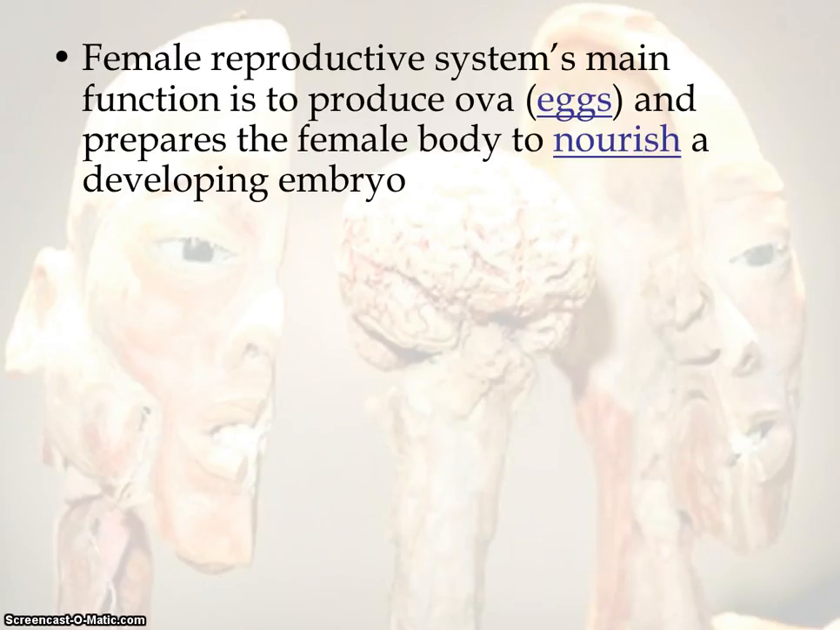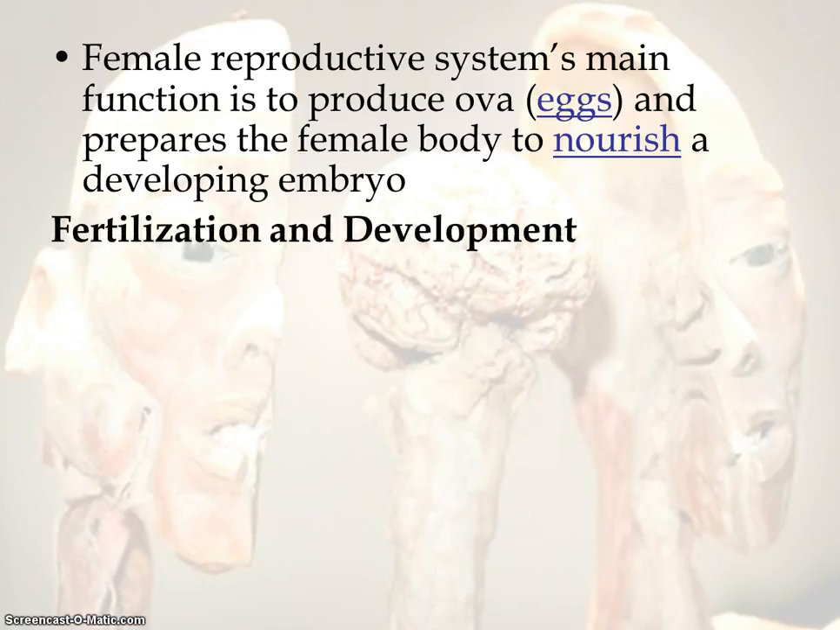Female reproduction, the reproductive gametes and its system is going to be housed within the body. The eggs are going to be produced by the ova, which are going to be found in the ovaries. So the ovaries themselves are not the eggs, but the ova within the ovaries is where eggs will be produced.